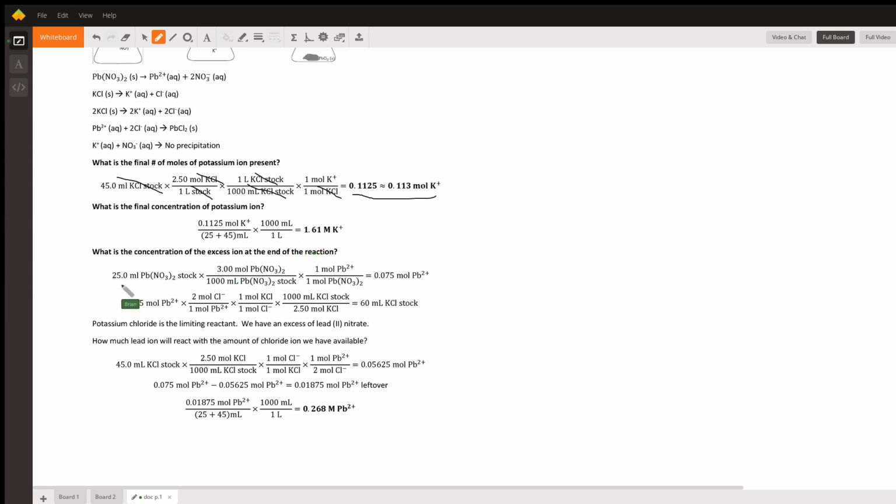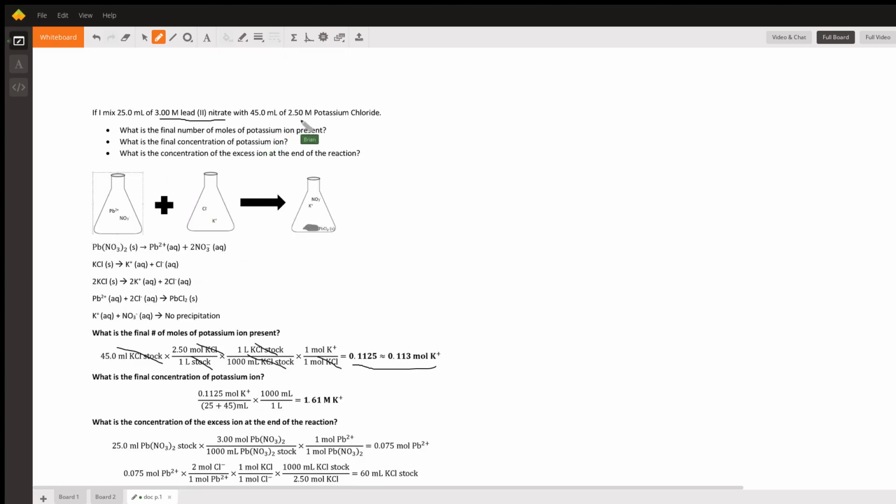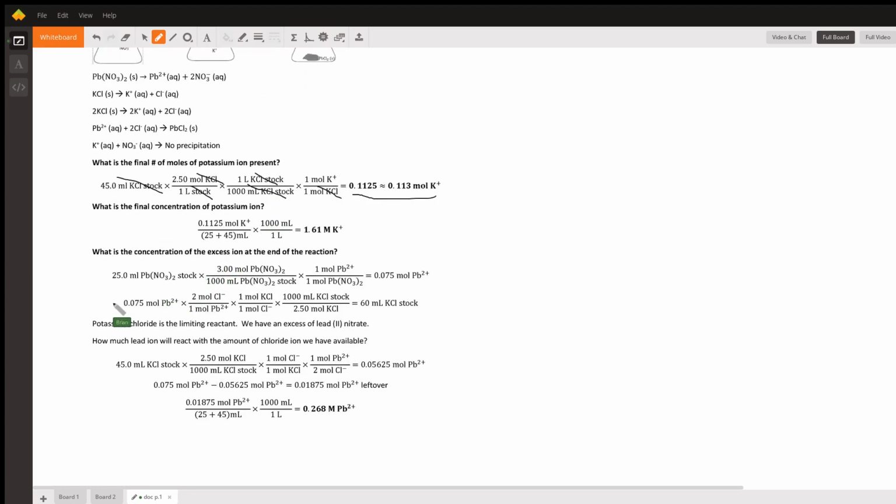So what's the excess ion? Well, we want to find out if we might have used more of one of the reactants, be it lead nitrate or potassium chloride, than we needed to. So I'm going to say, all right, I have my 25 mLs of lead nitrate stock. That's what we have in the problem up here. Let's just find out how much potassium chloride stock could react with that amount of lead nitrate.